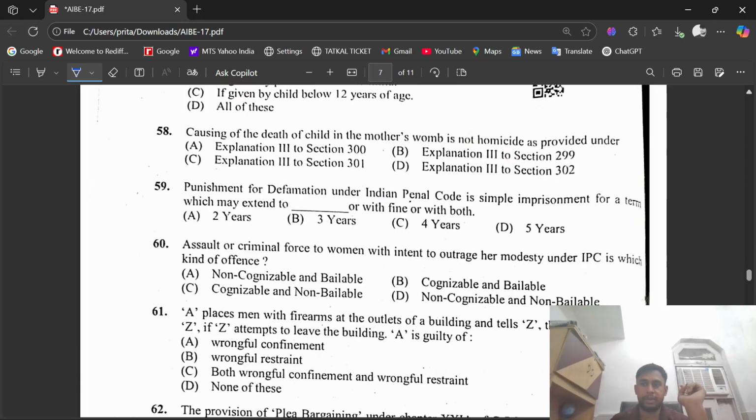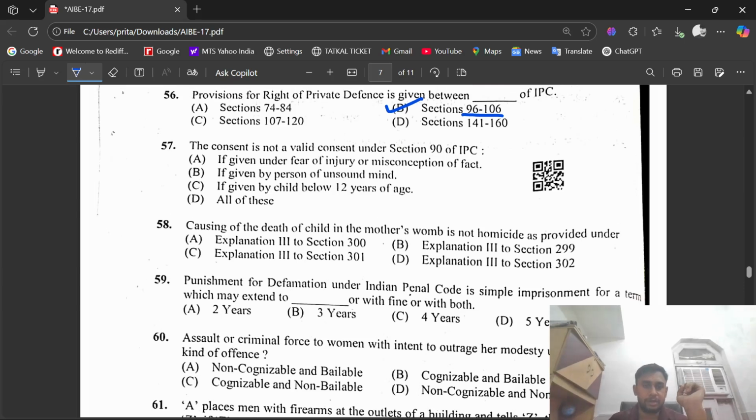Next question number 57. The consent is not a valid consent under section 90 of IPC. Options we have: A, if given under fear of injury or misconception of fact. Option B, if given by person of unsound mind. Option C, if given by child below 12 years of age. Option D, all of these. So this is applicable, this is applicable, this is applicable. So for that we can go with option D, that is all of these.